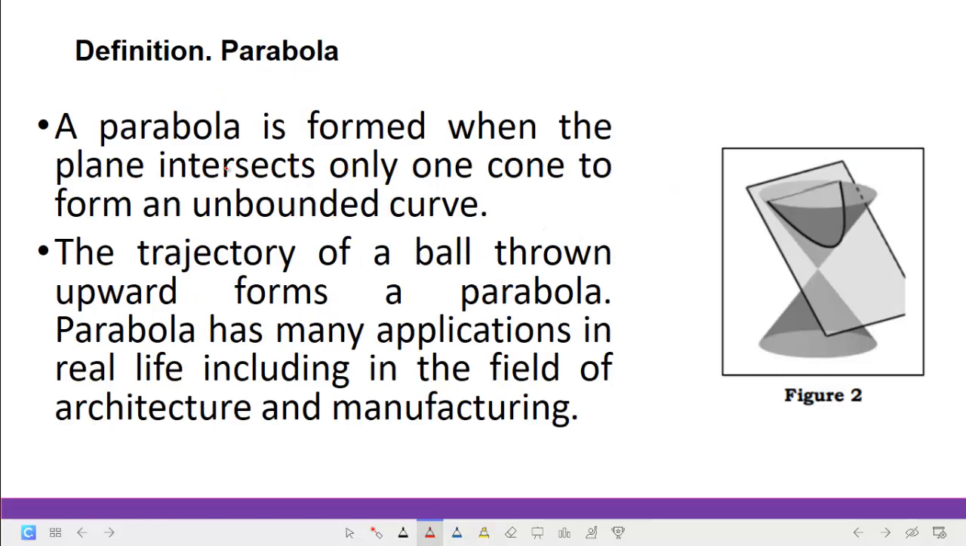Parabola is formed when the plane intersects only one cone, to form an unbounded curve. So this is an unbounded curve. The trajectory of a ball, so pag nagtapon tayo ng ball pataas, of course what goes up must come down. That is because of the gravity. The trajectory of a ball thrown upward forms a parabola. Parabola has many applications in real life, including architecture.